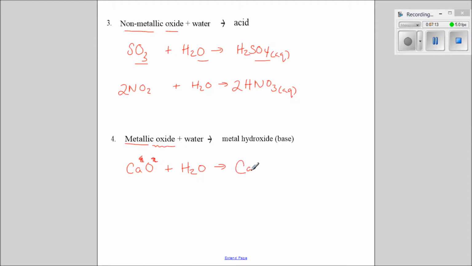So to make a base, I put my calcium, which is my metal, and then I put hydroxide, which is OH. If we look at the charges on the back of the periodic table, these are the charges you cross over: Ca(OH)2. That's an example of a metal oxide plus water equals a metal hydroxide.